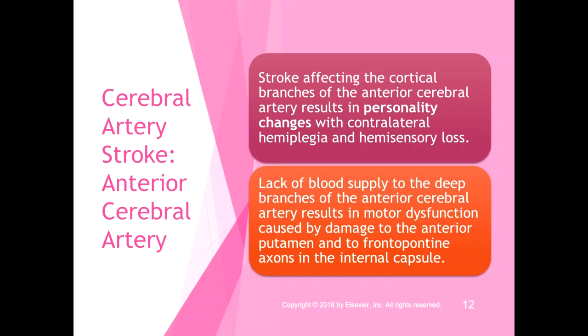So strokes affecting the anterior cerebral artery affect personality. You still have the contralateral hemiplegia and hemisensory loss like the other strokes have, but the personality changes. That's what's really important, because the anterior cerebral artery affects the frontal lobe, and that's the area that controls personality. So lack of blood supply to the deep branches of the anterior cerebral artery also results in motor dysfunction caused by damage to the motor areas in the frontal lobe. So when you think anterior frontal lobe, remember the decision to do a motor act happens there. And then personality. So personality changes and motor dysfunction, those are the cardinal signs of anterior cerebral artery stroke.